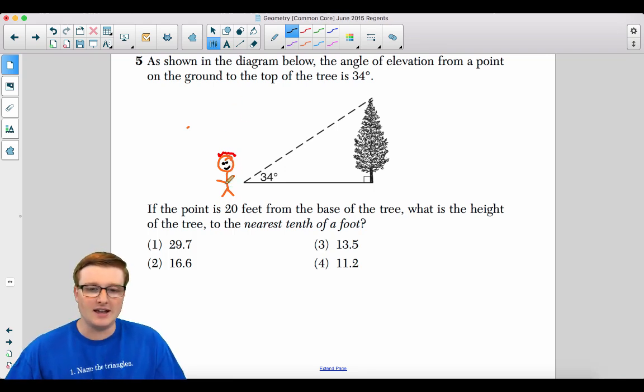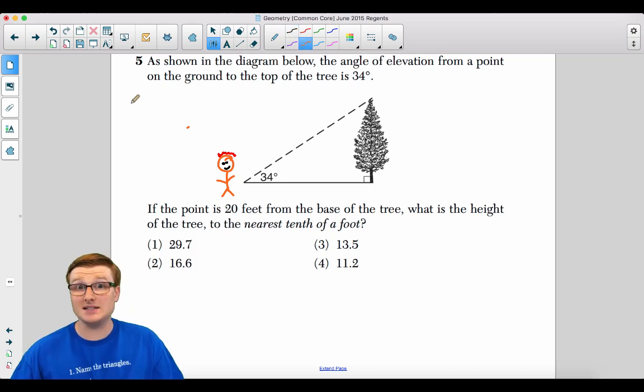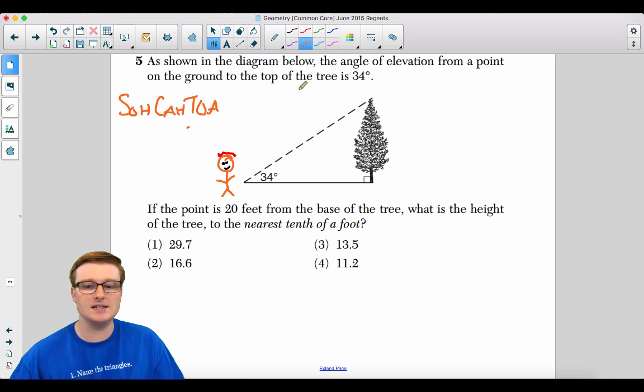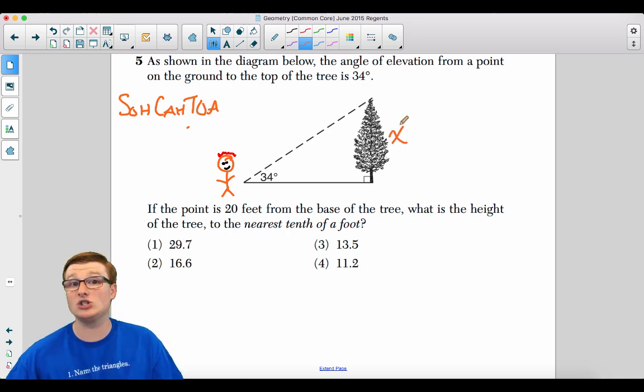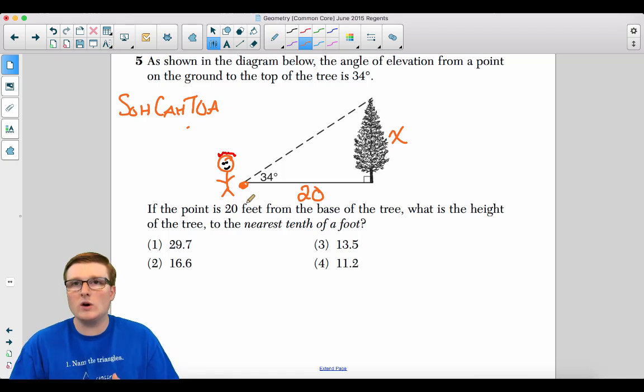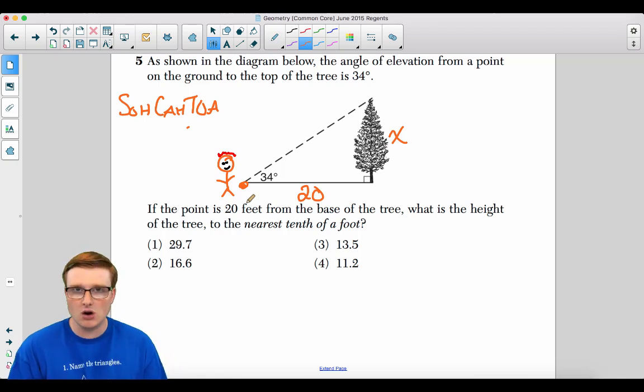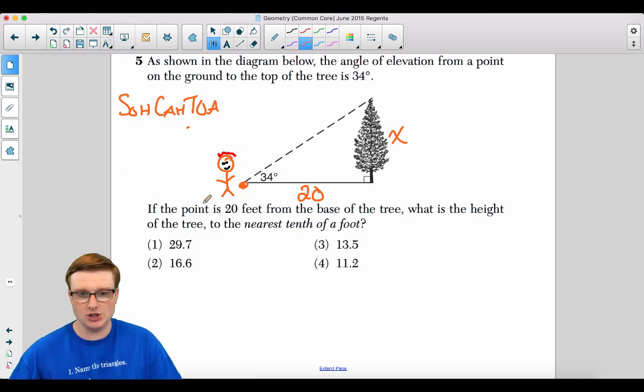Just kidding. Okay, so this is a classic example of SOHCAHTOA. All right, we have to use SOHCAHTOA to find the height of the tree, which is x, and this guy, which is me, little me, is 20 feet from the base of the tree. We use SOHCAHTOA when we're not given two sides of a right triangle. If we're given an angle and a side, we could use trigonometry. So we're forced to use SOHCAHTOA.